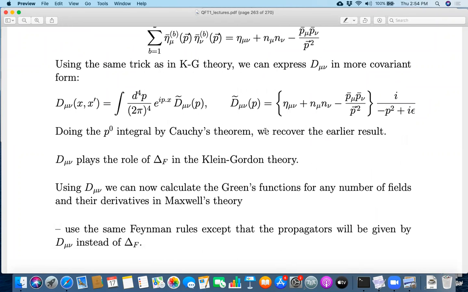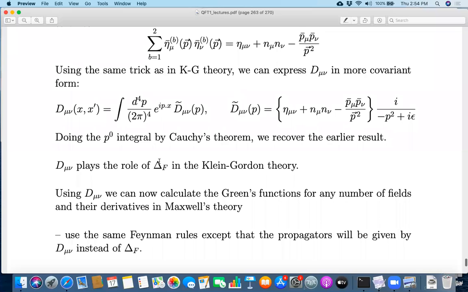Okay, so this is D̃_{μν}. And what we are going to do next time is describe that, given this propagator, which plays the role of Δ_F, the Feynman propagator in the Klein-Gordon theory, and by following exactly the same procedure as in the case of Klein-Gordon theory, we can calculate any arbitrary Green's function that we can ask for. Any arbitrary Green's function involving the gauge fields and possibly the derivatives can be expressed in terms of D̃_{μν} by simply following the same Feynman rules as in the case of Klein-Gordon theory.